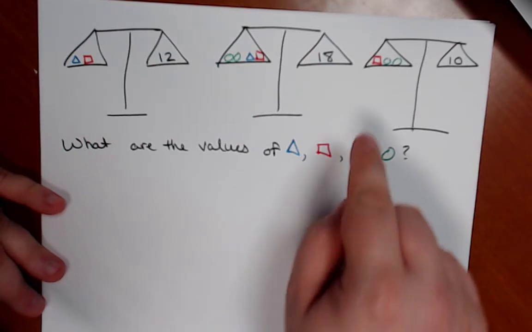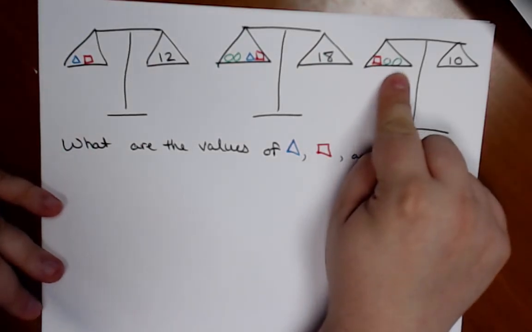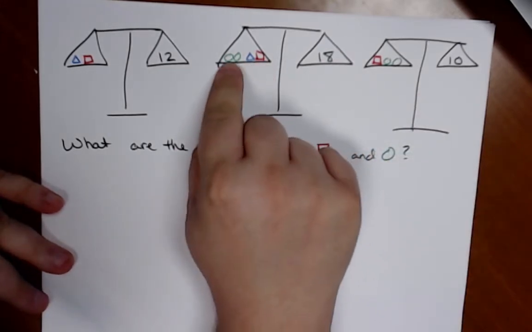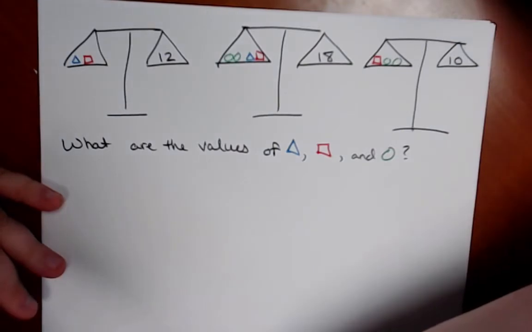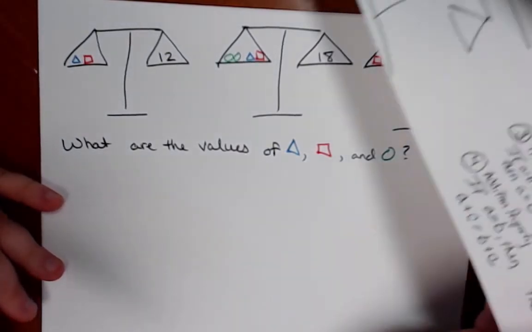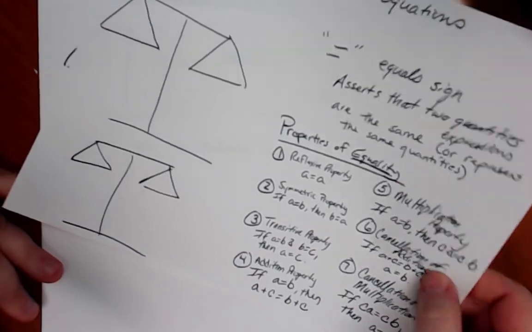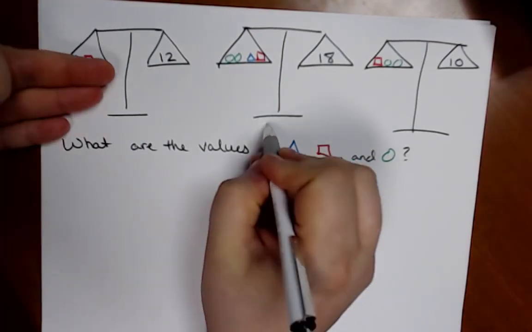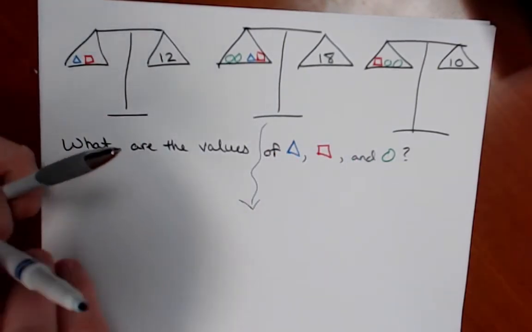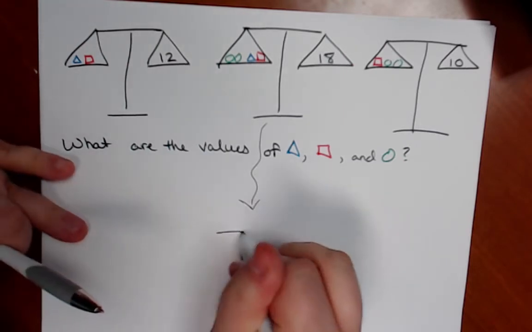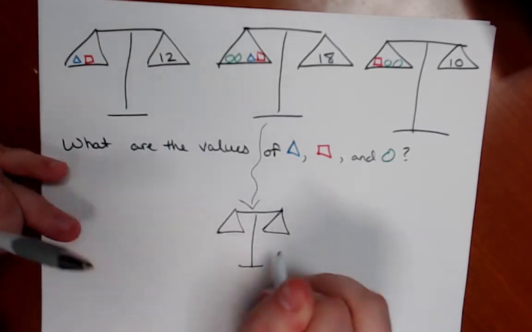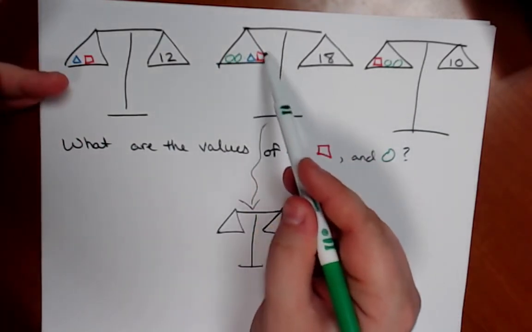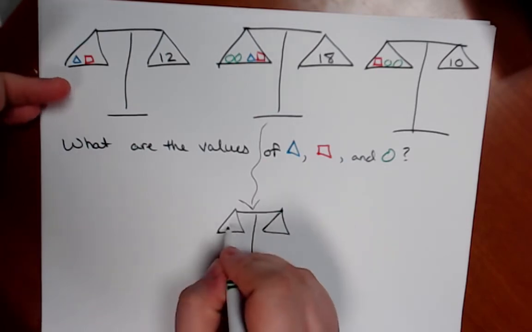Well, we know that a square and two circles is 10. Well, there's a square and two circles. And by our cancellation of addition property, I know that this tells us that... Now let me write another balance. If I cancel my circle and my square, I'm left with a triangle.